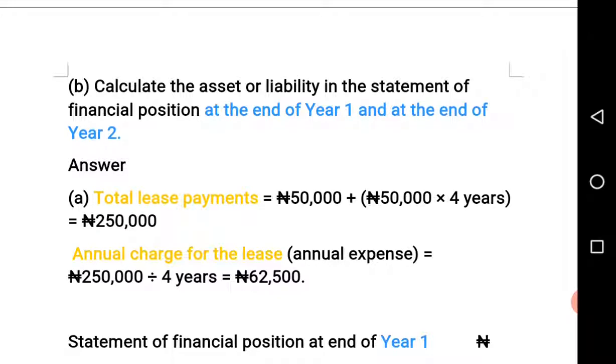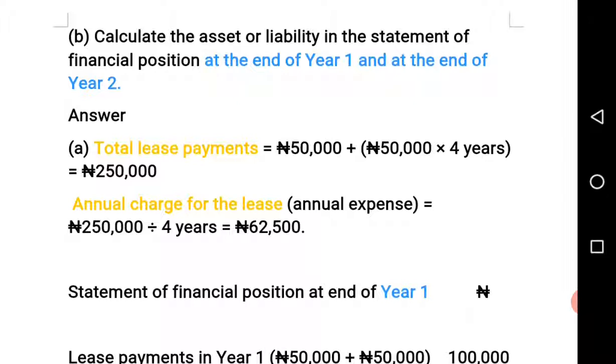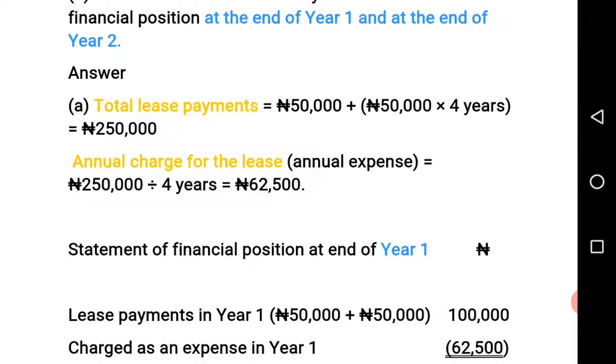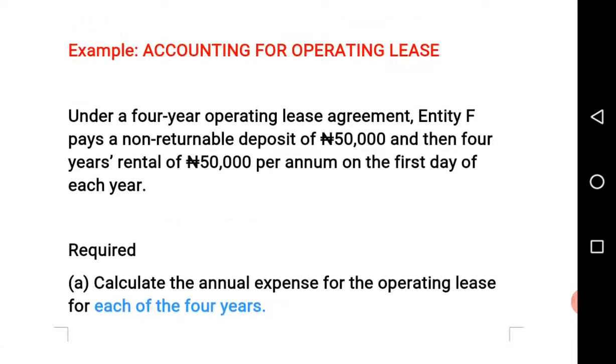So we have our answers here. Total lease payments 50,000, that is the deposit, plus 50,000 times 4 years each of the year. So we have 50,000 times 4, 200,000, 200,000 plus 50,000. We have the total lease payments of 250,000. Then the annual charge for the lease, we have 250,000 as the total lease payment. So if we divide it by 4 years, which is the period of the lease, given in the question. Let's look for it. 4 years, yes, written here.